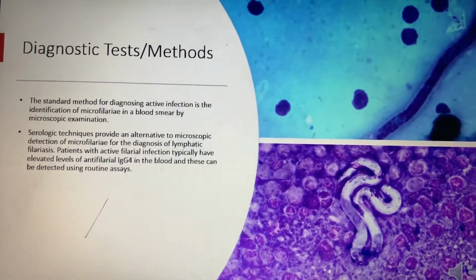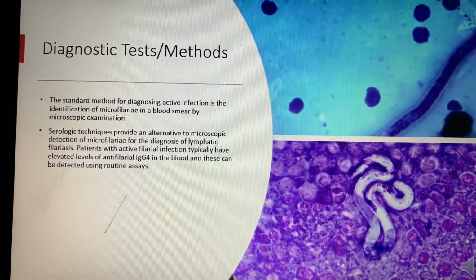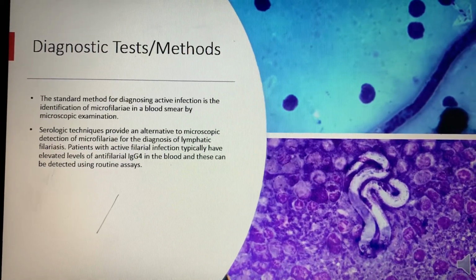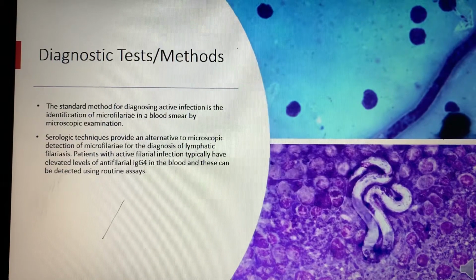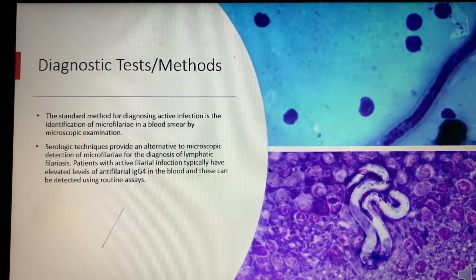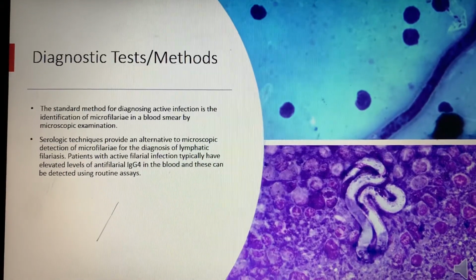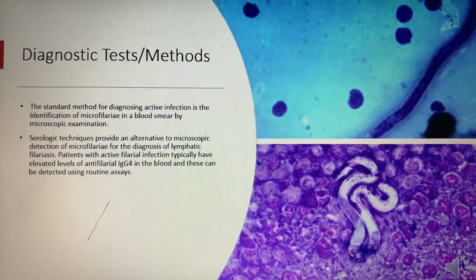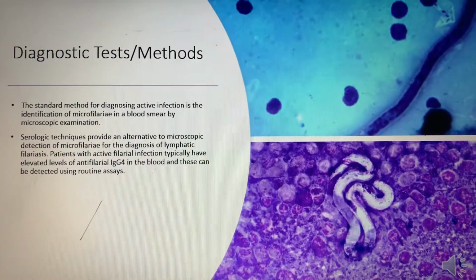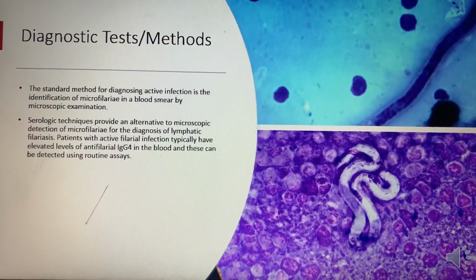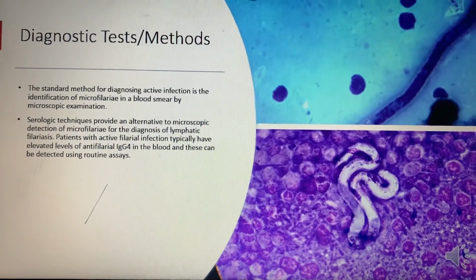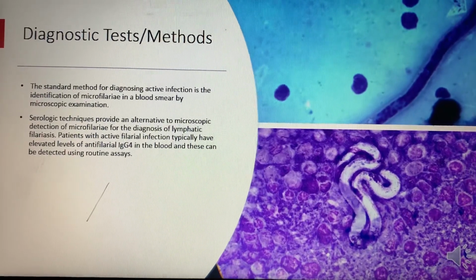Also, there are serologic techniques that provide an alternative to microscope detection. Patients with active filarial infection typically have elevated levels of IgG4 anti-filarial antibodies in the blood, and these can be detected using routine assays instead of the microscope. Because a lot of the time the lymphedema develops many years after infection, a lot of the lab tests are most likely to be negative with these type of patients.